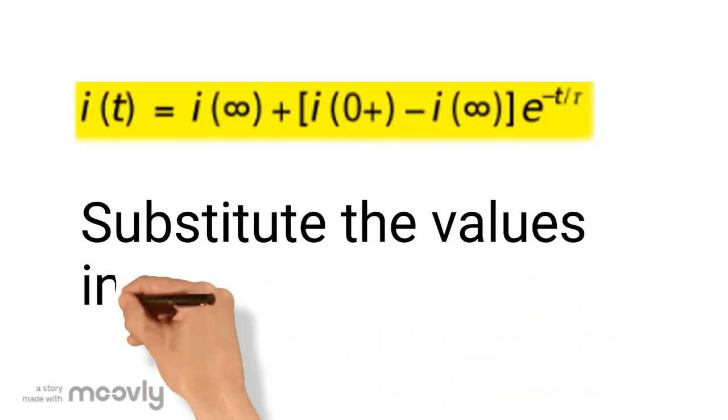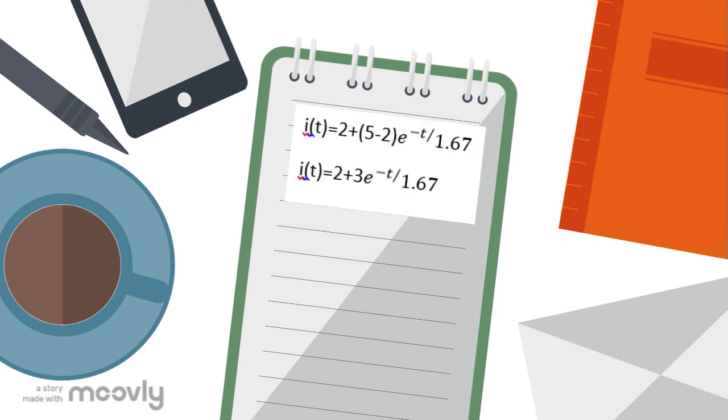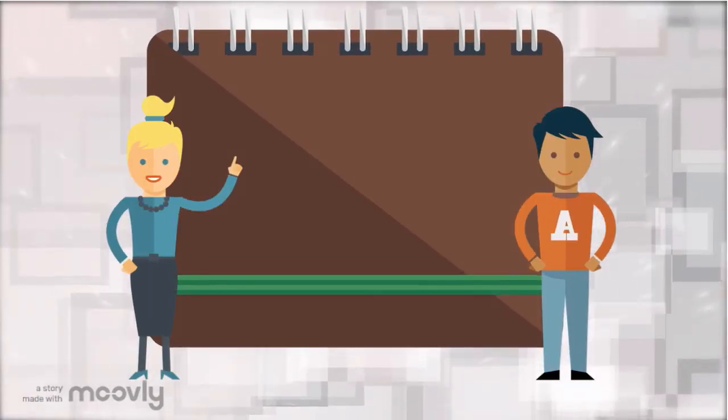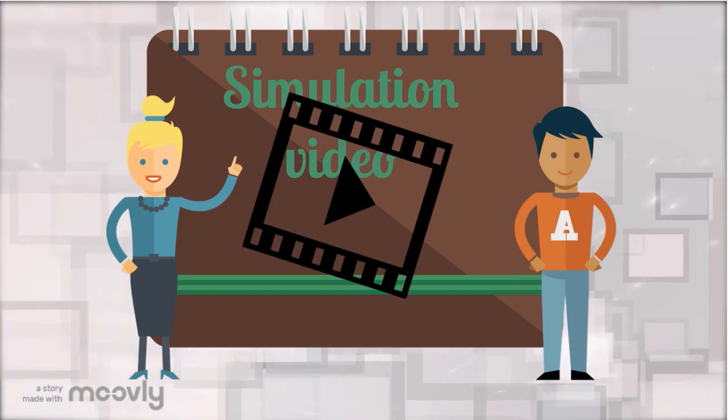The final step is to substitute all the values into this formula. After the substitution, we have got the final answer. Now, let's watch the simulation video for this circuit using Multisim software.